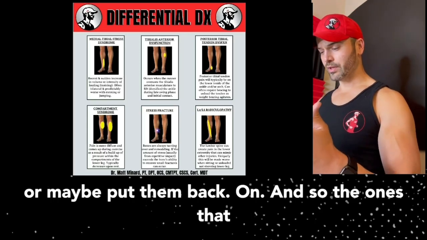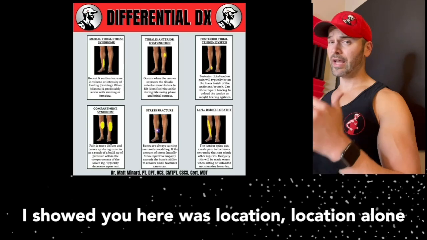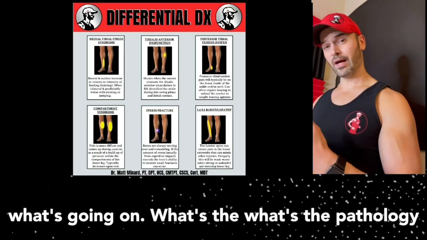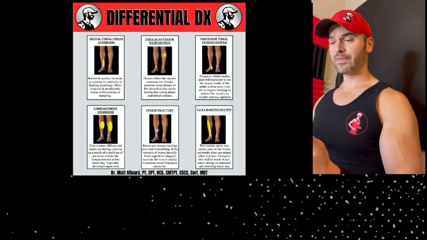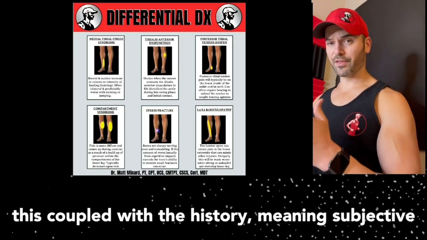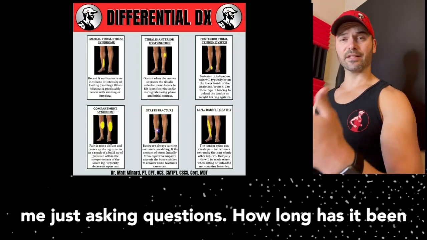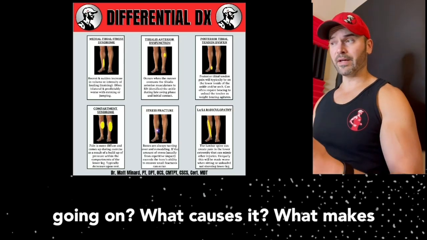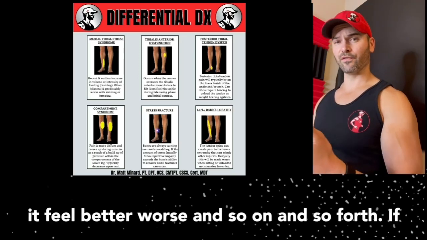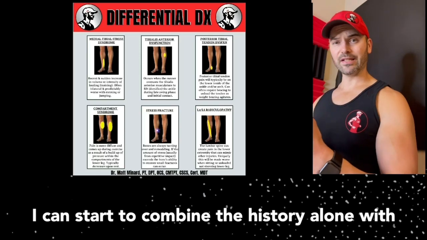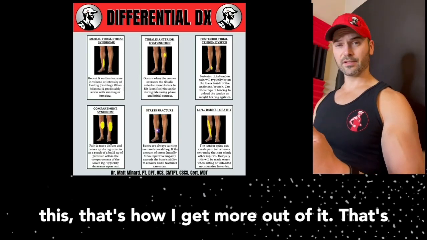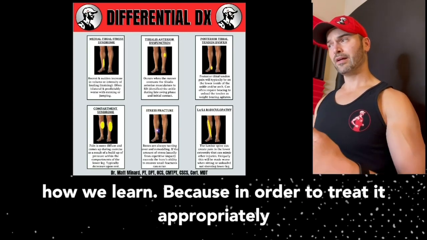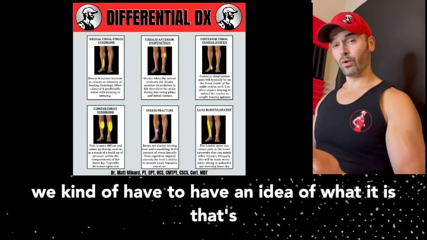And so the ones that I showed you here was location. Location alone can be really helpful in differentiating what's going on. What's the pathology? This coupled with the history, meaning subjective, me just asking questions. How long has it been going on? What causes it to hurt? What makes it feel better, worse, and so on and so forth. If I can start to combine the history with this, that's how I get more out of it. That's how we learn, because in order to treat it appropriately, we have to have an idea of what it is that's going on.